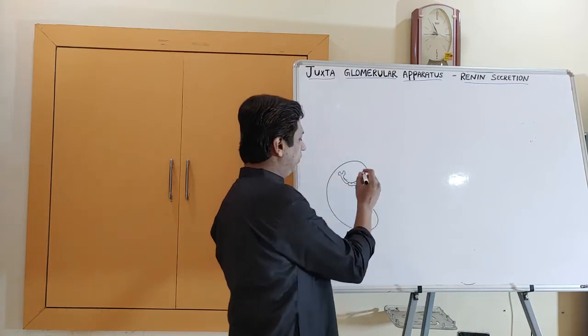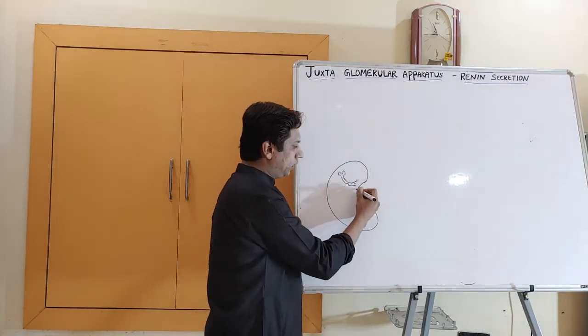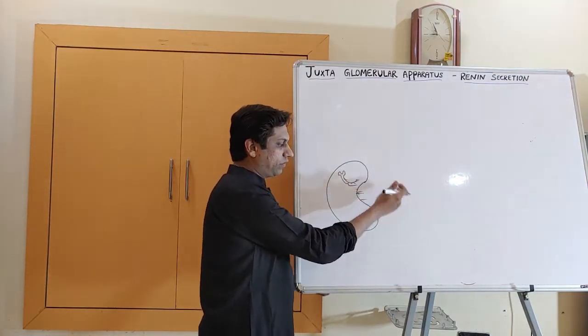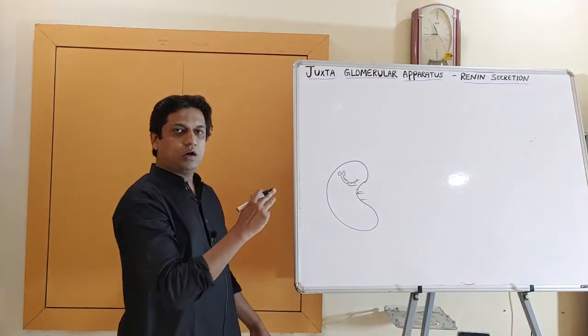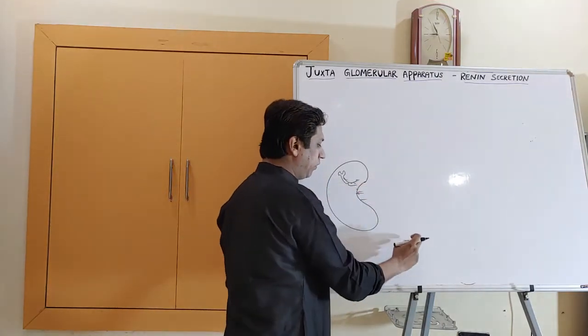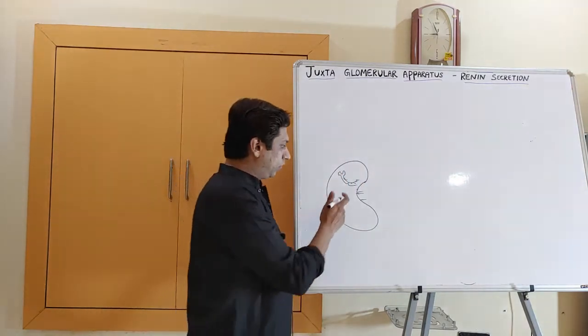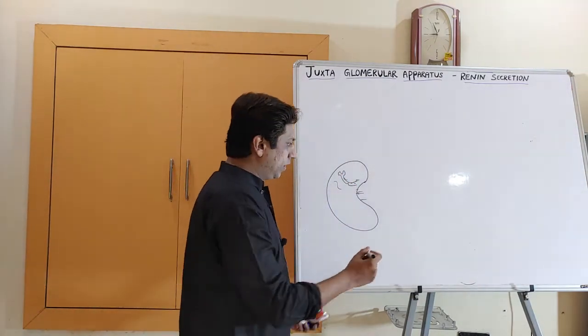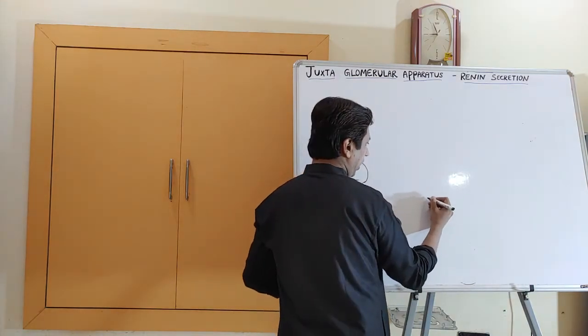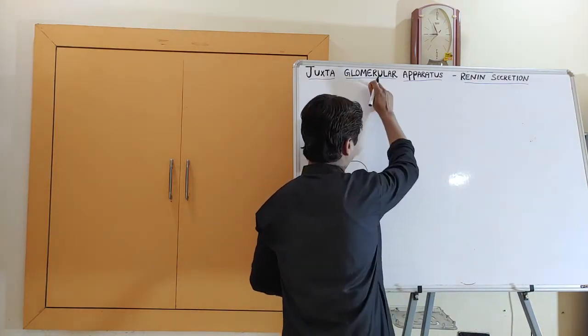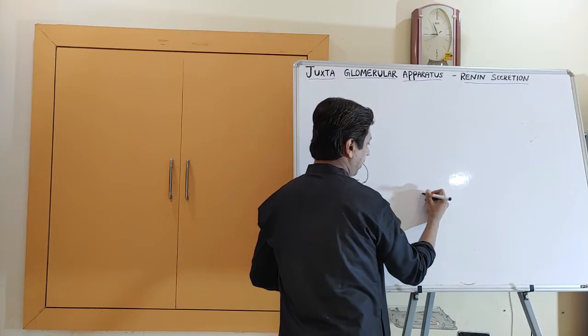They will be filtering the blood and forming the urine, which is excreted through the ureter, then collected in the urinary bladder and ultimately passed through the urethra. So many nephrons will be there. I'll enlarge one nephron and we'll try to understand what exactly this juxtaglomerular apparatus means.